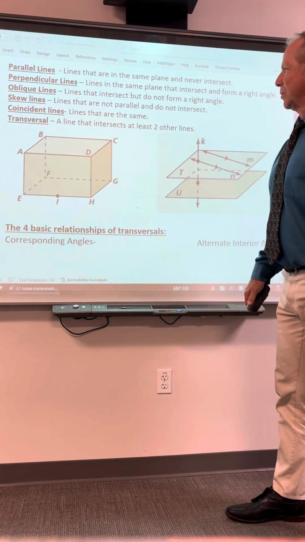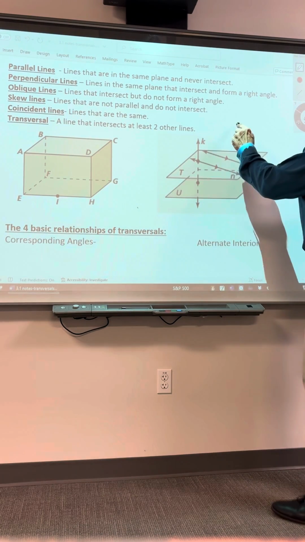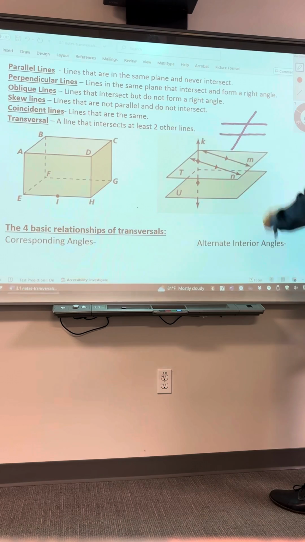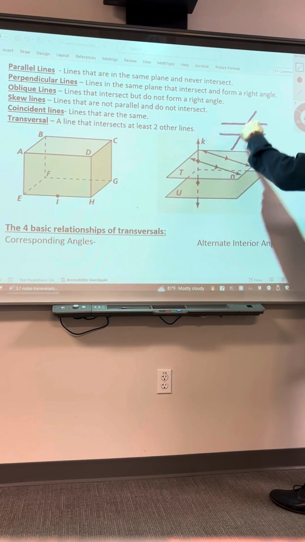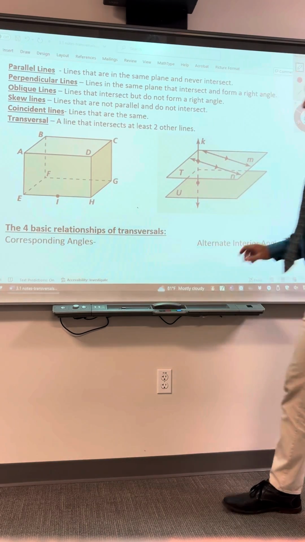A transversal is a line that intersects at least two other lines. Two lines that intersect with another line. This would be called the transversal. Now we're going to talk about transversals.